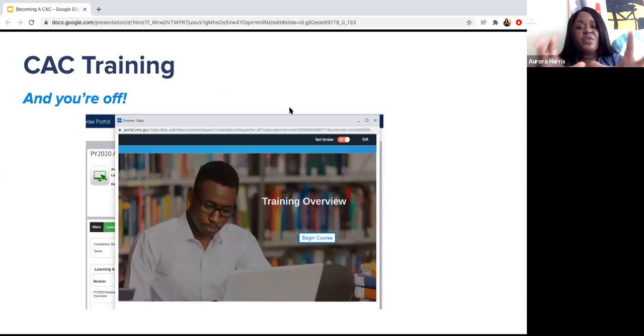And then the training overview is going to pop up in another window. So you're going to make sure that you hit approve on your browser when it says allow pop-ups. Make sure you allow pop-ups, because the training is going to pop up in another window.